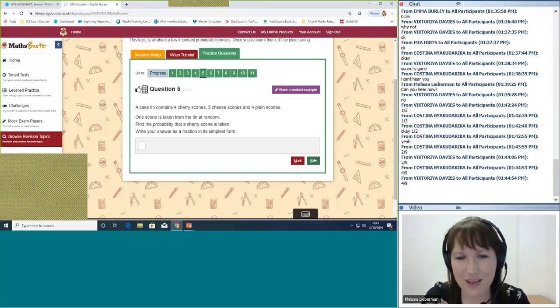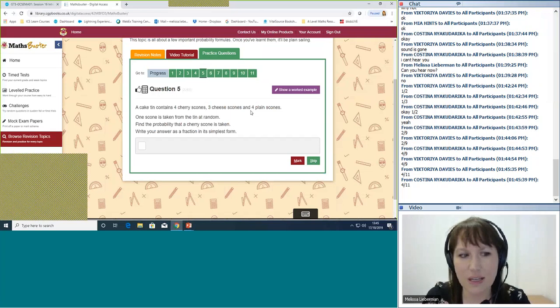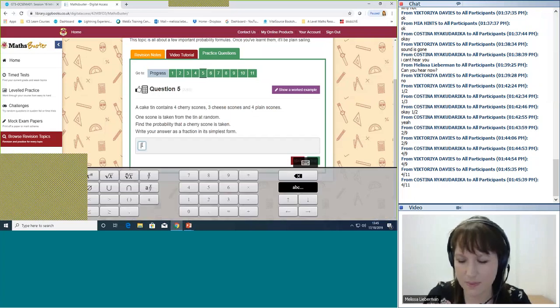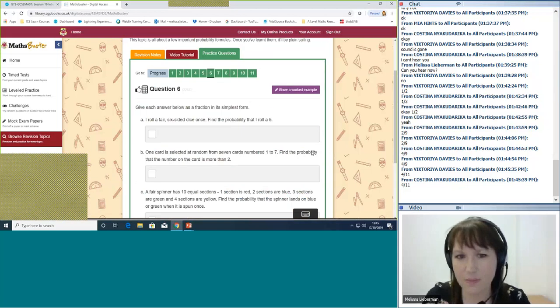Next. Cake tin. 4 cherry, 3 cheese, and 4 plain. One's taken out at random. Find the probability that it's cherry. Still very easy. So cherry. We've got 4 cherry. And altogether, 4 plus 3 plus 4 is 11. Christina, 4 over 11. Let's see if we're right. Good. All right, next one.